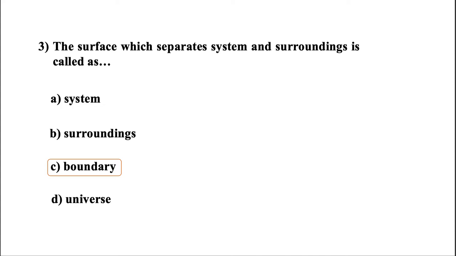Surroundings, everything else. And the imaginary or a real line or surface that is separating the system and surroundings is known as a boundary. And all these things are universe, therefore the answer is boundary.